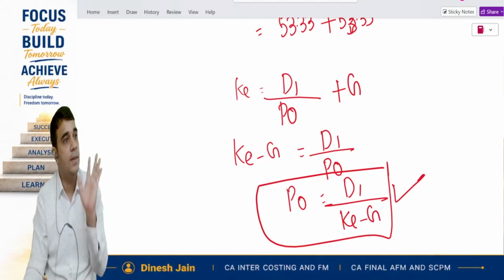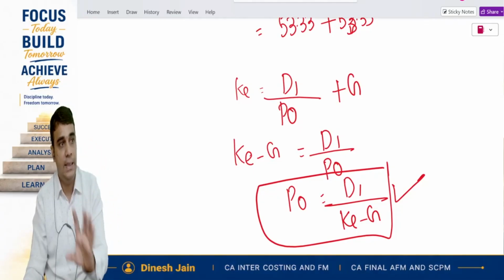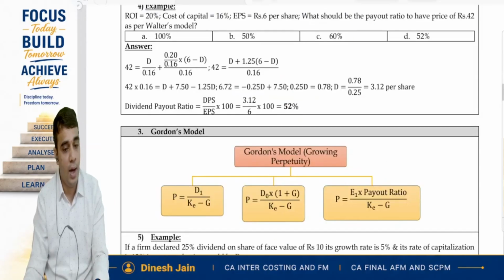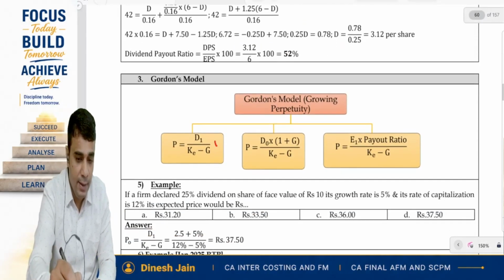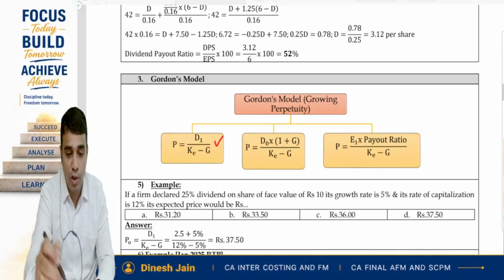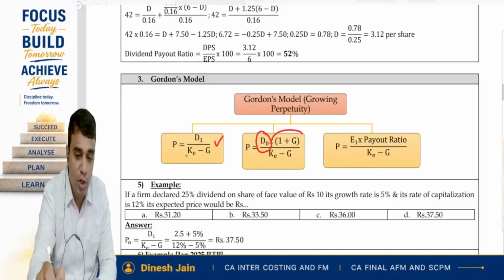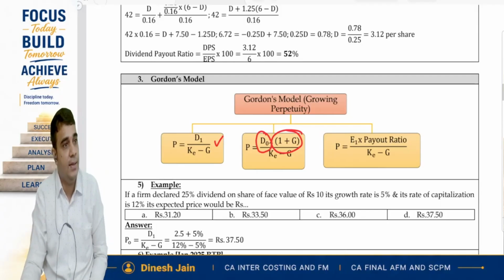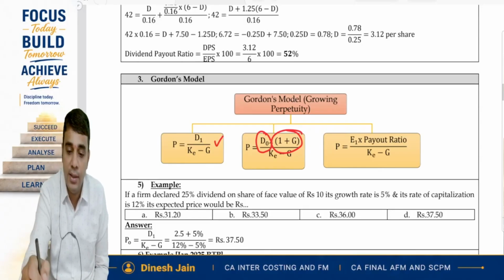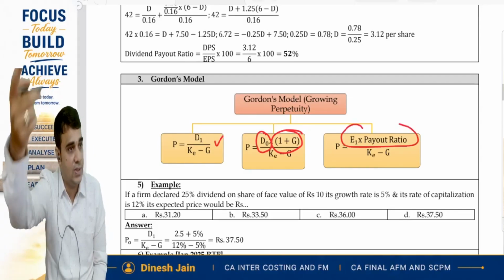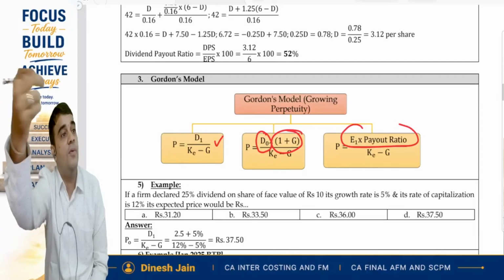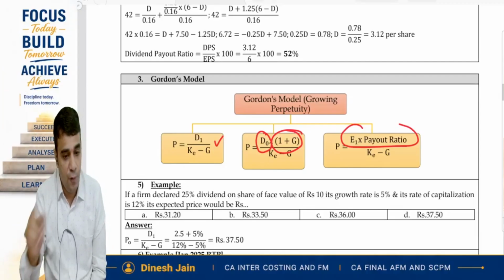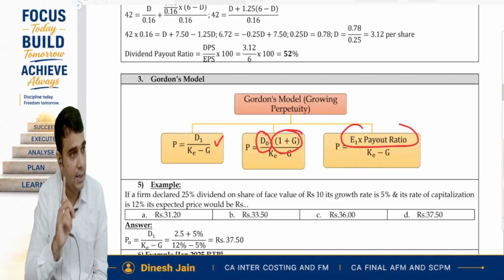Same issue will come in this area also. You will not have clarity whether it is D0 or D1. So D1 by K minus G, you can also call it as D0 into 1 plus G. What is 1 plus G? It is adding the growth rate on the D0 dividend. E1 means earnings of the next year, into the payout ratio is called dividend of the next year. The formula is only one, D1 by K minus G.